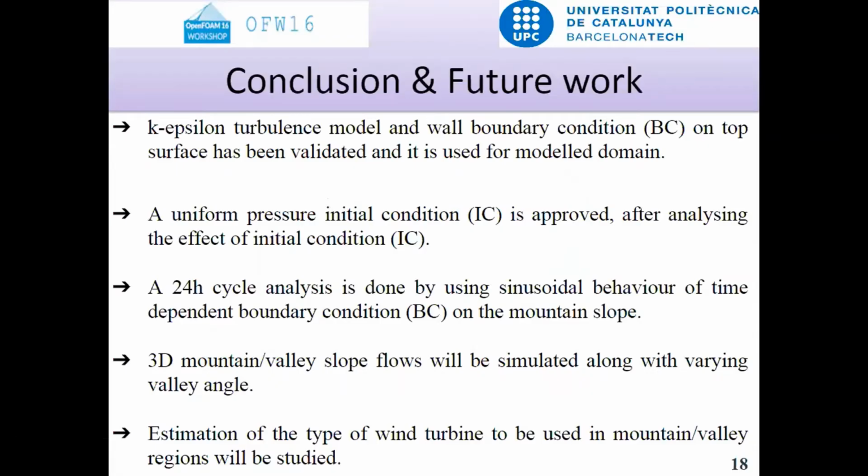For the conclusion, the k-epsilon turbulence model with slip wall boundary condition on the top surface has been validated. Then we saw that a uniform pressure initial condition is approved, and a 24-hour cycle simulation was done using sinusoidal behavior in time. Basically, we used a sine graph with respect to time. The temperature on the mountain slope changes with sinusoidal behavior, and with that the diurnal cycle simulation has been done.